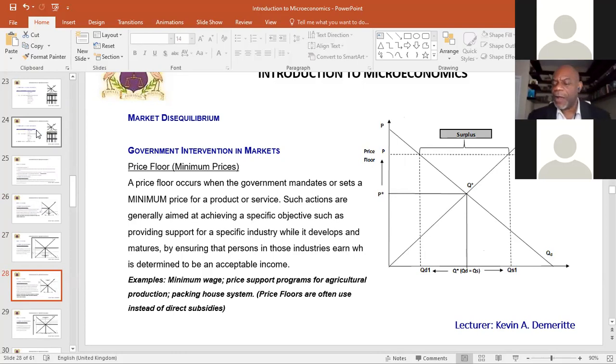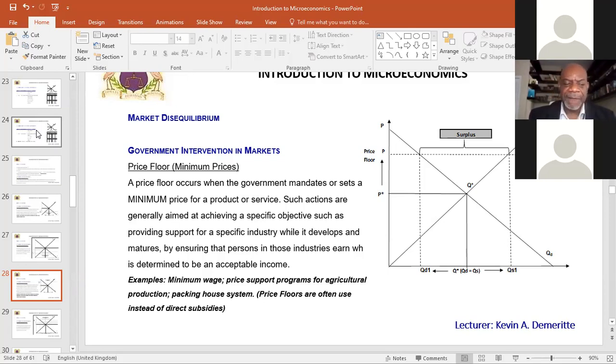They were trying to support farmers. They wanted to try to support the steel industry or some other industry that they want to help grow and develop. As I said, we're going to give concessions as a means of support. The idea here is the government is providing support for a specific industry while it develops and matures. Examples of this include minimum wage and the packing house system.